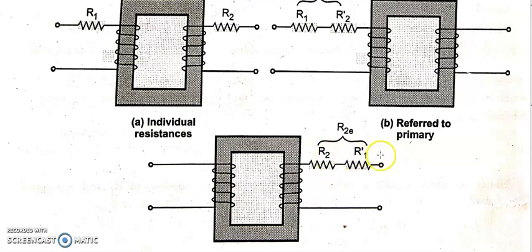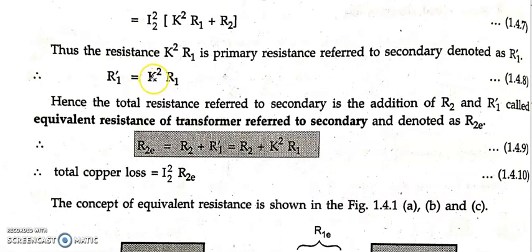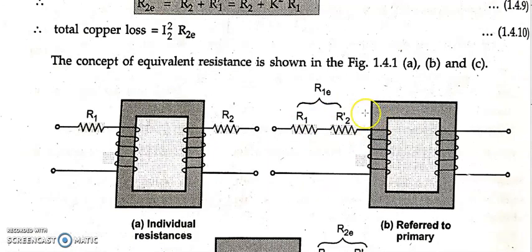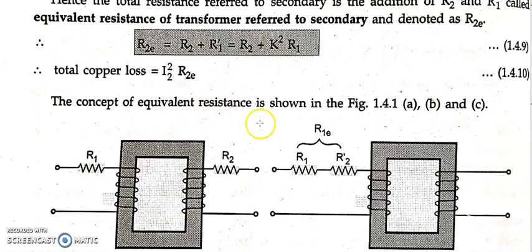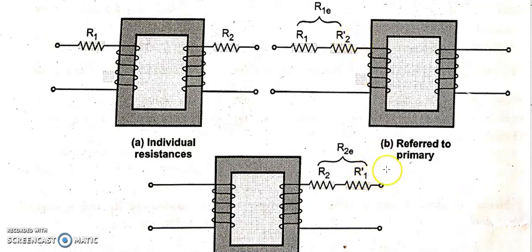But we know that R2 plus R1 dash is nothing but R2E, which you already know. Yes or not? We can replace these two things by R2E. And what is R1 dash? The answer is K square into R1. So we can write in the bracket, R1 dash is nothing but K square into R1. R2 dash is equal to R2 by K square, whereas R1 dash is multiplied by K square: R2 dash equals R2 by K square, R1 dash equals K square into R1.